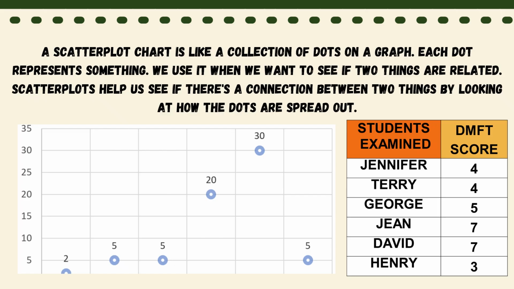A scatter plot chart is like a collection of dots on a graph. Each dot represents something. We use it when we want to see if two things are related or not. The scatter plot helps us see if there is a connection between two things by looking at whether the dots are spread out or not. So this scatter plot will be helpful for correlation analysis.